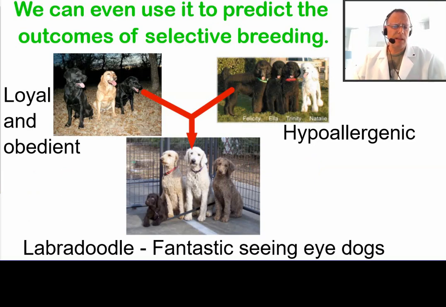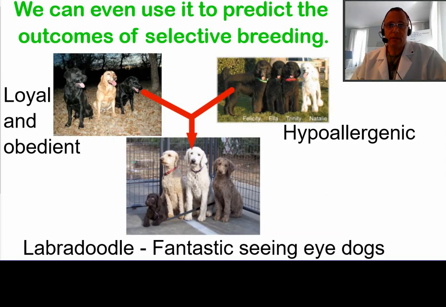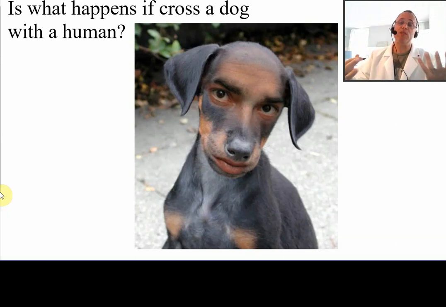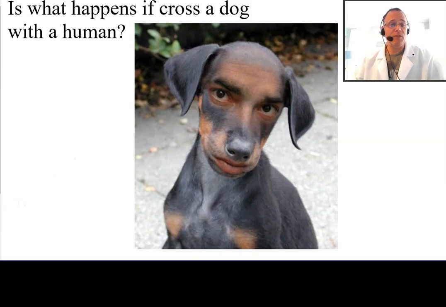So, what would happen if we crossed a dog with another species, such as human? All right, that can't happen. I wish I were showing you this on April Fool's because that can't happen because the chromosome numbers of the different species are not the same, and offspring would never even develop.